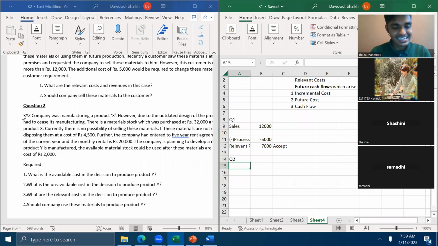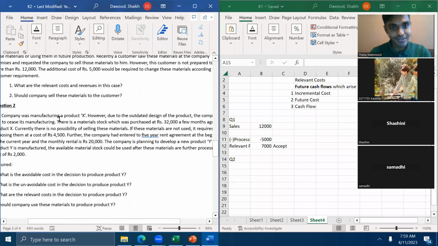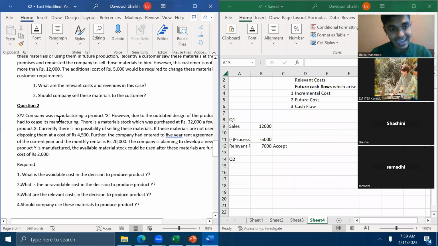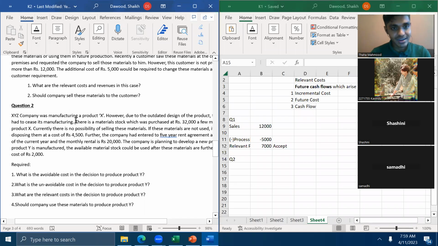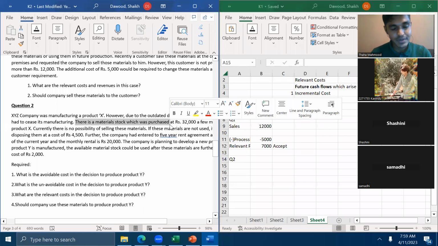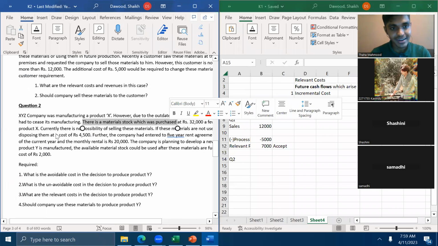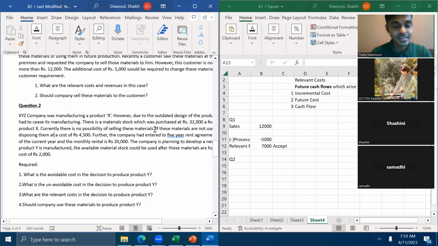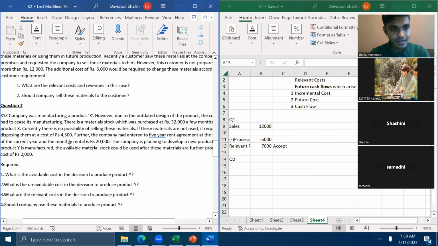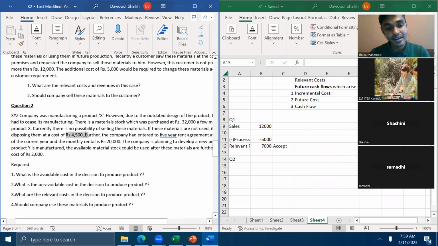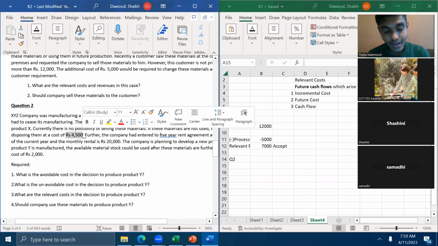It says that XYZ company was manufacturing a product X. However, due to the outdated design of the product, the company had to cease its manufacturing. Either may product outdated, then again, මොකුත් කරගන්න බෑ. Now there's material stock that was purchased at 30,000 a few months ago for product X. Currently, there's no possibility of selling these materials. May 30,000 worth material stores we have no use of that. If these materials are not used, it requires disposing them at a cost of 4,500. If we මේ පාවිච්චි කරන්න නැතුව හිටියා නම් හරිද? එහෙම decide කරන්න.